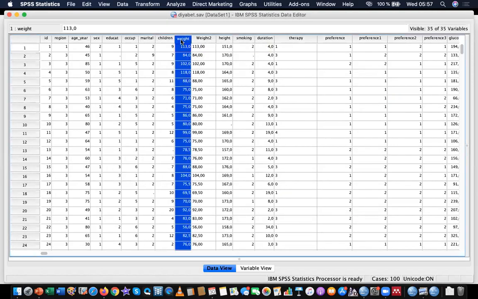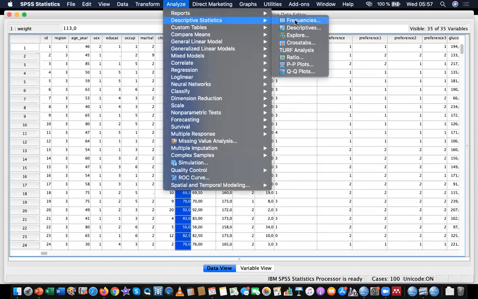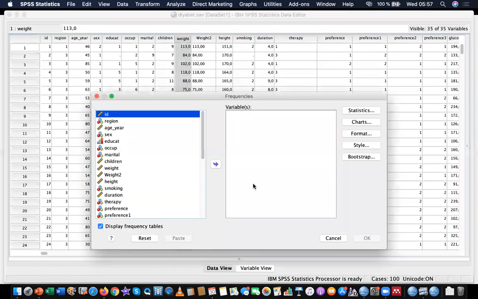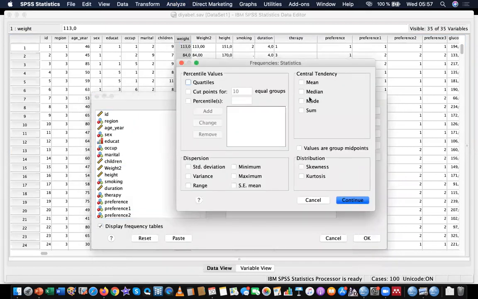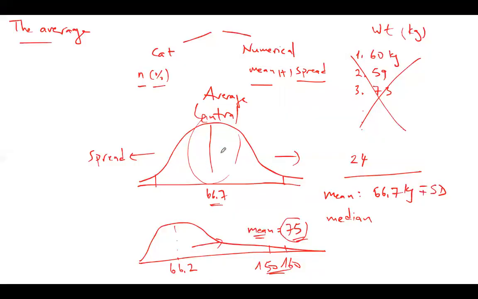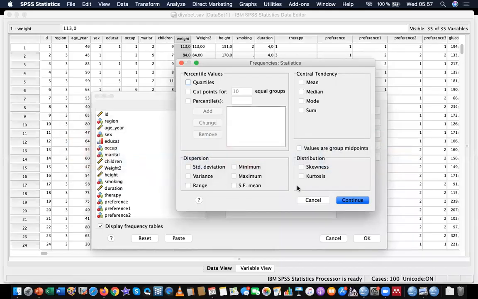Wait. I analyze descriptive statistics. Among the frequencies section heading, I have statistics. Look at the statistics: you see central tendency and dispersion. Central tendency gives us information about the central area, and dispersion gives us information about the tails. Any questions so far?